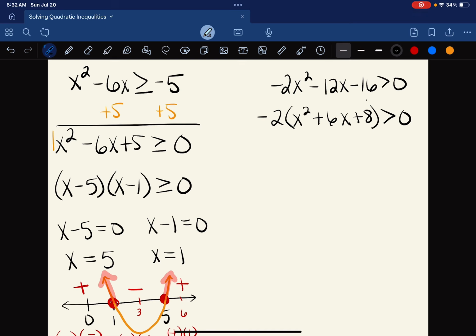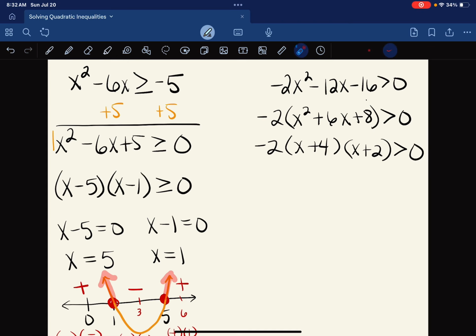So now I need to factor. I have a +8 and a +6 right here. What are the factors of 8 that combine to give me 6? Well, 4 times 2 is 8, and 4 plus 2 is 6. So my binomial factors are going to be x plus 4 and x plus 2. And of course, I'll just bring down my -2 and greater than 0.